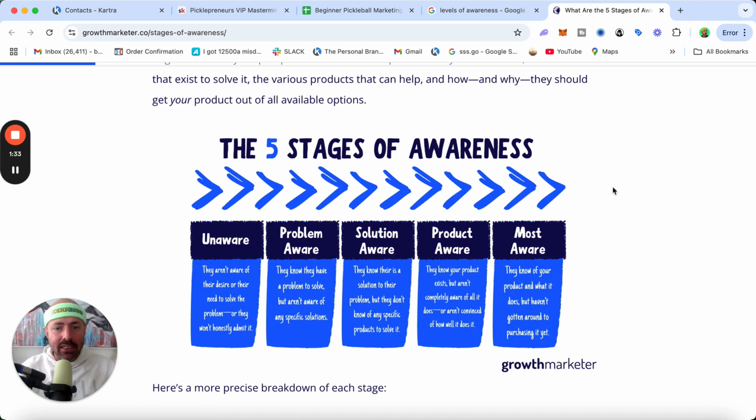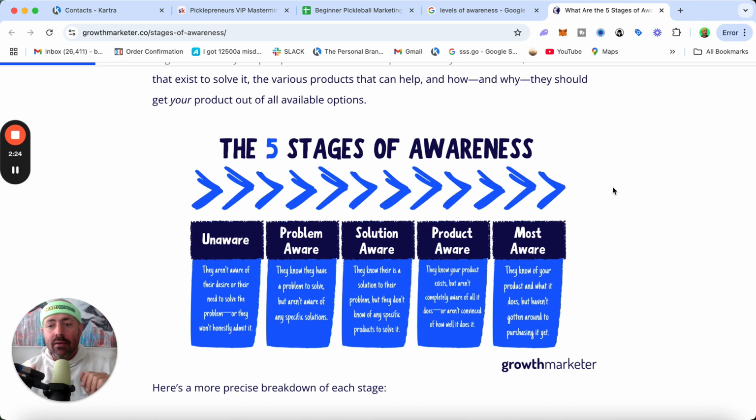Now, in the problem aware stage, they know they have a problem to solve. Let's use, for example, weight loss, right? But they aren't aware of any specific solutions. Solution aware: they know that pickleball will help them, but they don't know where to go for it. They know there is a solution to their problem, but they don't know of any specific products to solve it, okay? The next one, product aware. They know that your product exists, but aren't completely aware of all that it does, or aren't convinced of how well it does it. This is where, for example, testimonials come in, which are really important. If you run a club, they know that your club exists, but is it the best one for me? And that is where getting into the specifics is really going to help.